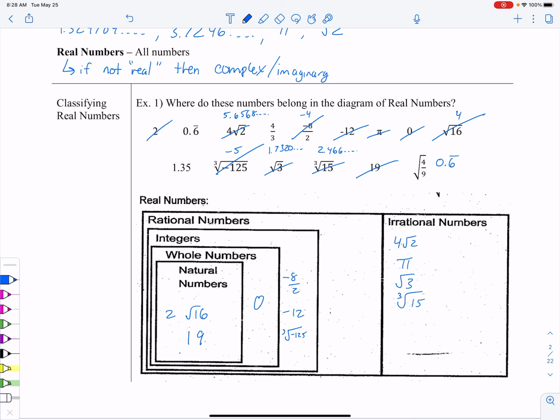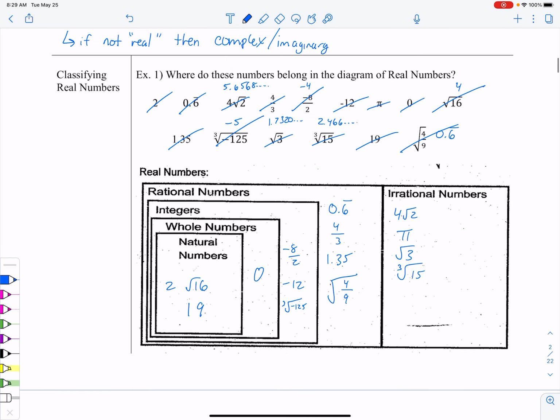Now we can add our rational numbers. So we have 0.6 repeating. We have 4 over 3. We have 1.35, that's a terminating decimal. And we have the root of 4 over 9. And that's it. All right, so we've placed all of our numbers.